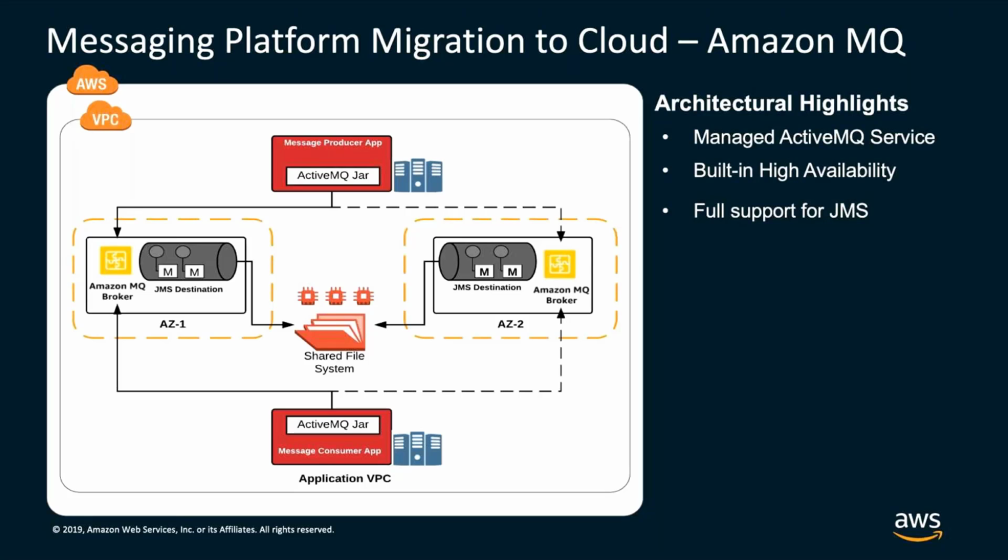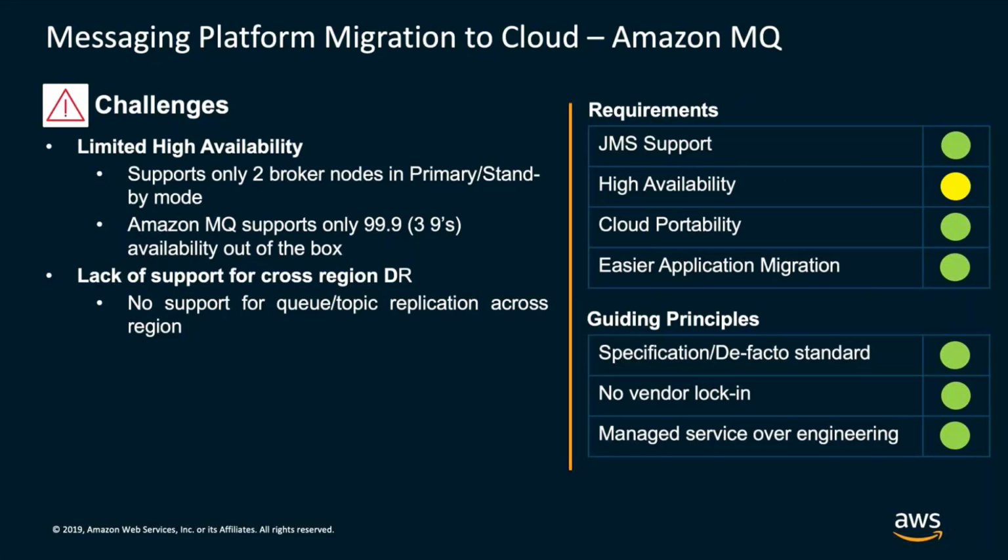But it also has its own challenges. For example, Amazon MQ has high availability built into its architecture, but it's not enough. We were looking for at least four nines of SLA. Amazon MQ out of the box supports three nines of SLA because it's a primary-standby mode. And it also lacks support for cross-region DR. Most companies nowadays have cross-region DR set up for better protection against region failure scenarios. So Amazon MQ out of the box does not support cross-region DR setup with the default configuration.